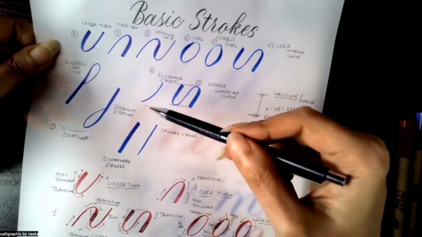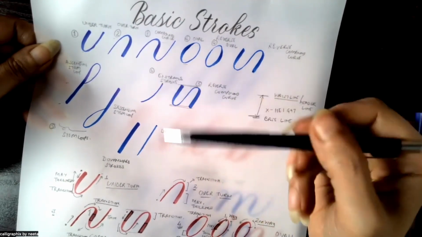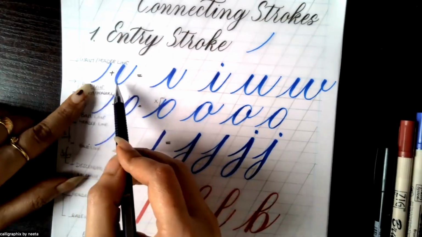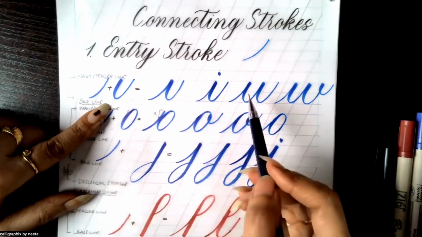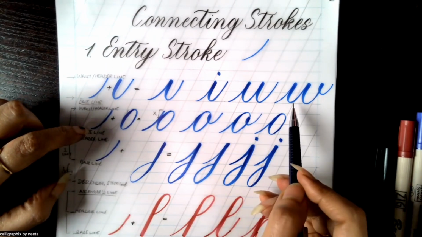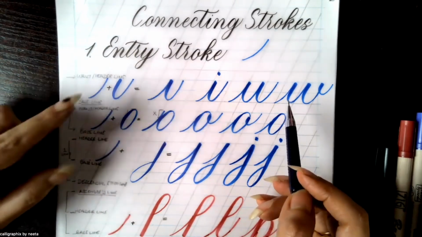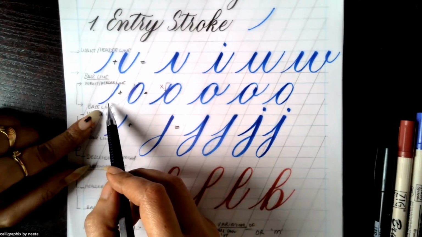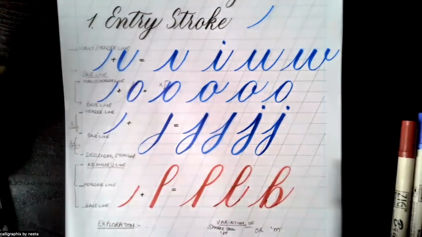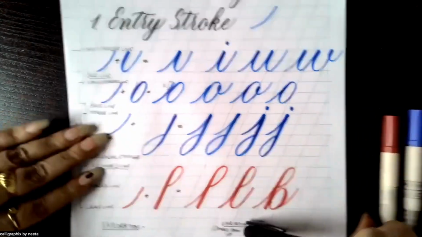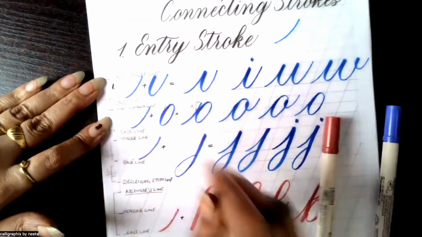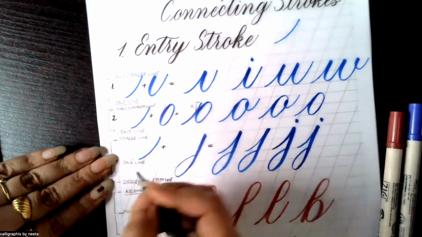We have done all the combinations where the entry stroke combines with different other strokes, like entry stroke with our underturn. It creates letter I, U, W, and one more letter is there. You need to find out which one. And then the another one is, so we'll write 1, 2, 3 so that you know how many combinations we tried. So this is 1. This is our second.